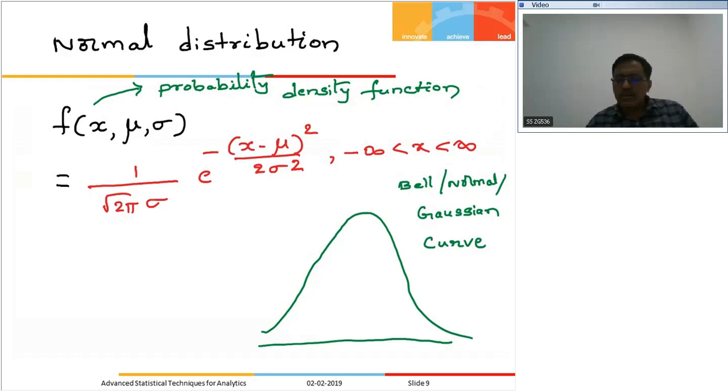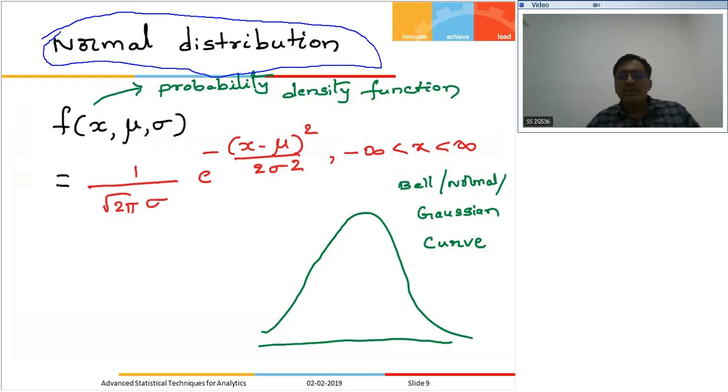Now the next important concept is the normal distribution. So what is this normal distribution? As we discussed, a random variable is either discrete or continuous. Suppose you take continuous, which takes values in an interval, then we say it is a continuous random variable. In the case of a continuous random variable, if you remember, we denote a function f of x, which is called the probability density function.